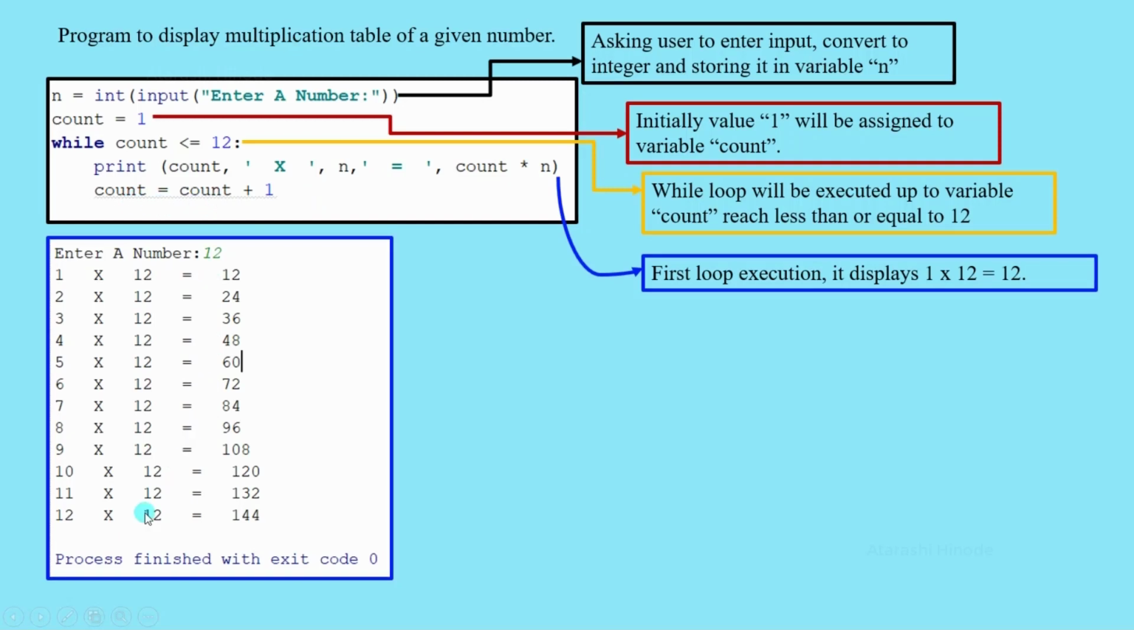Because here, as you can see, 12 into 12 is equal to 144, and currently the value of count is 12, and this statement will add 1 to it, which makes the value of count 13. Then after completing this iteration the engine will go back to the while statement and check the value of count. Now when it checks this condition, it becomes 13 less than or equal to 12. Since the condition is not satisfied, the while condition becomes false and the loop will not be executed.